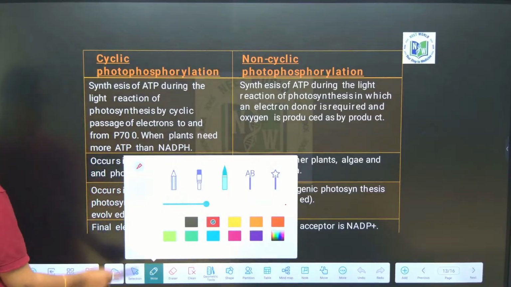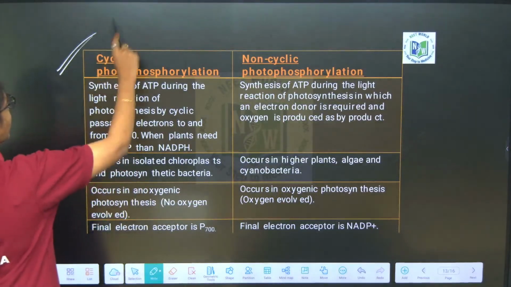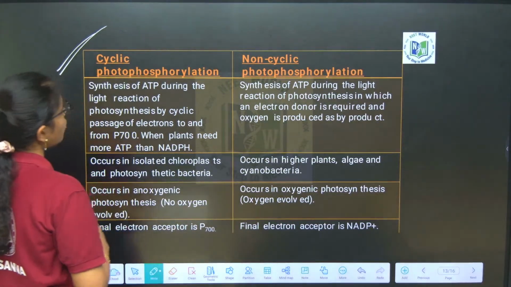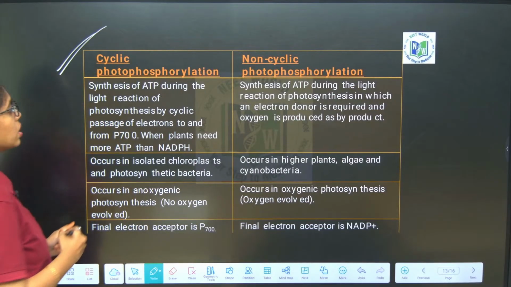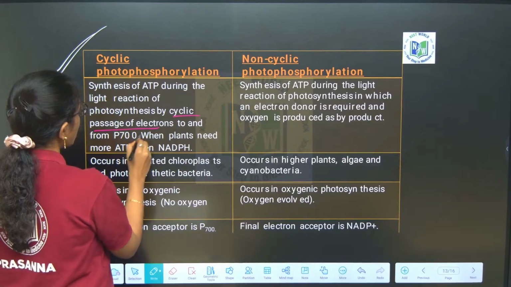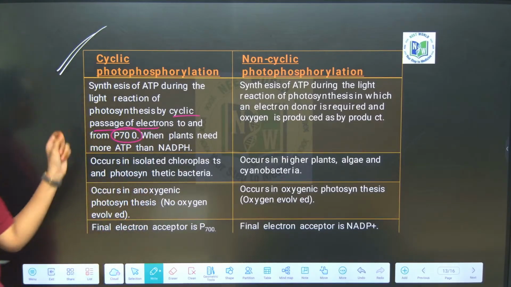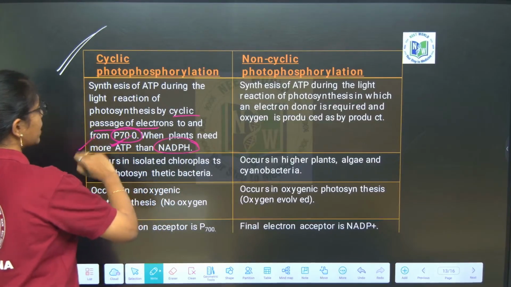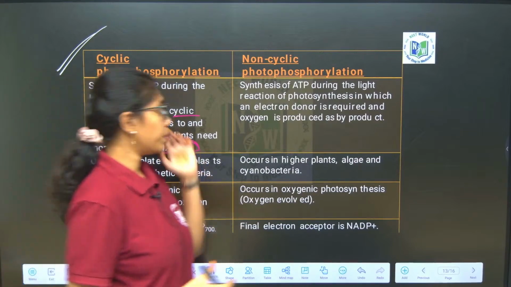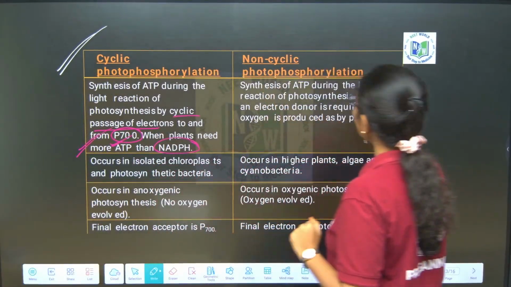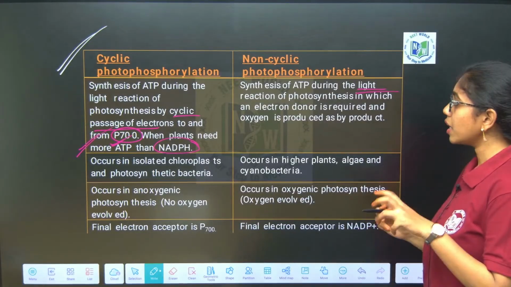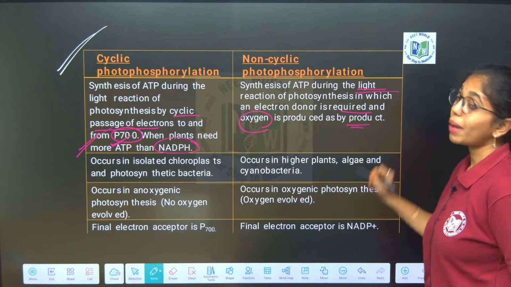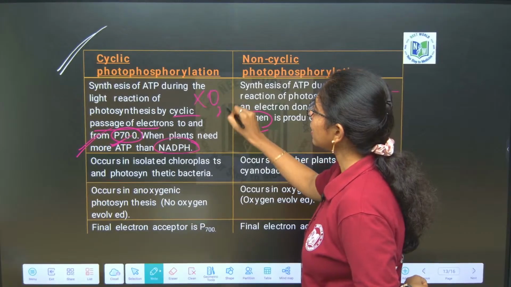So here if you see, first cyclic photophosphorylation, synthesis of ATP during the light reaction of photosynthesis by cyclic passage of electrons from P700 when plants need more ATP than NADPH. Okay, so this happens when they need more ATP than NADPH. Here, synthesis of ATP during light reaction of photosynthesis, in which the electron donor is required and oxygen is produced as a byproduct. Here there is no oxygen evolved.